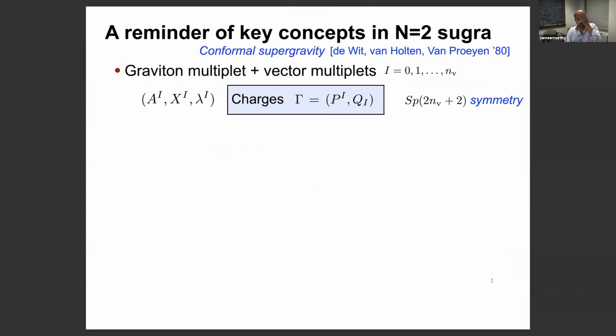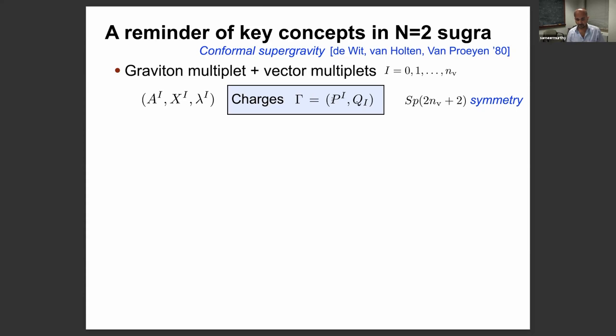All right, so N=2 supergravity, let me just remind you of the key ideas, key concepts, the language. I'm going to use the conformal supergravity formalism. So there's a graviton or Weyl multiplet plus n_V plus one vector multiplets. Each vector multiplet has a vector field, a complex scalar, and gaugini. And under each vector field, there can be electric and magnetic charges.